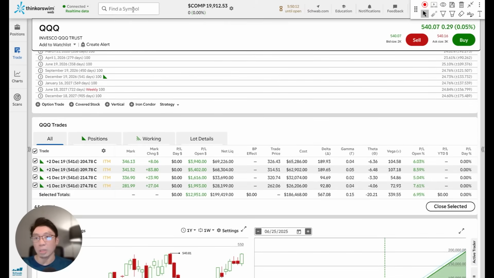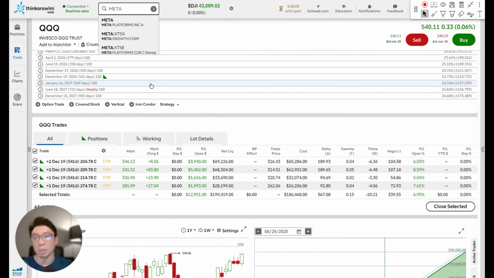So let me show you another underlying which I have the LEAPS trade on, which is on Meta.